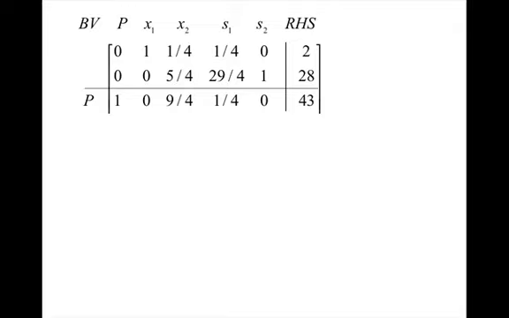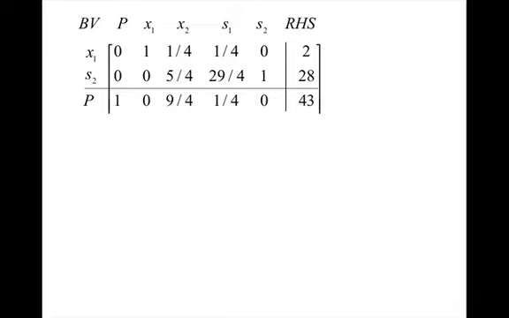Then my next identity column is under x sub 1. The 1 in that column is in row 1, so my row 1 basic variable is an x sub 1. The final identity column is under S sub 2. The 1 in that column is in row 2, so my row 2 basic variable is S sub 2.